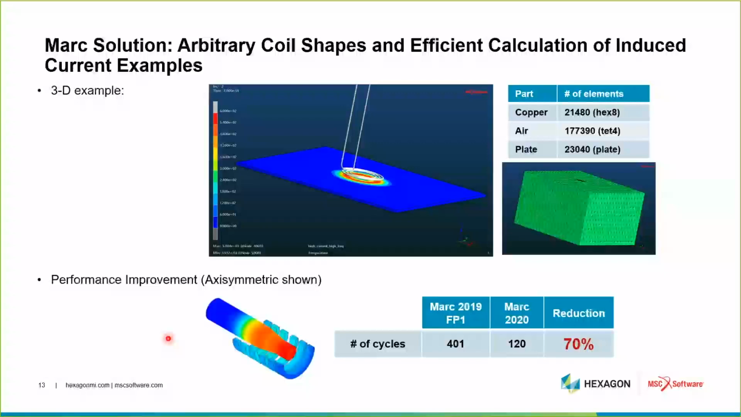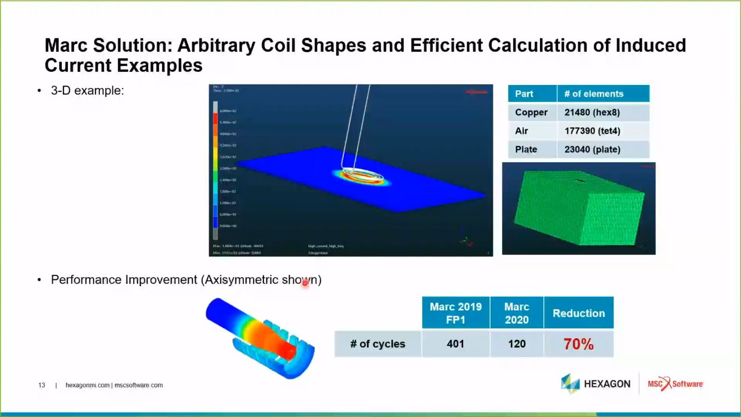The 3D example of the coil, you can see here, where we just heat up a plate, and we've got the pattern that you would expect. We're pretty happy with this. So if you're doing this type of application, please provide us the feedback. But we are quite satisfied with what we have so far. And when we look at the performance improvement, I'm showing axisymmetric.